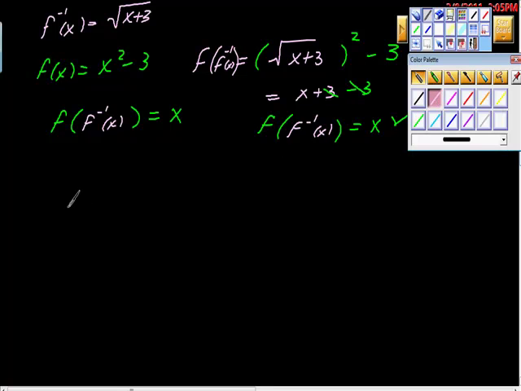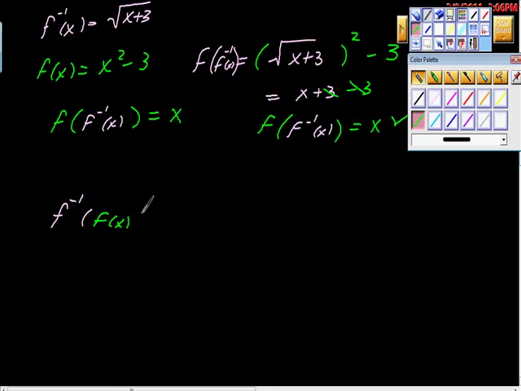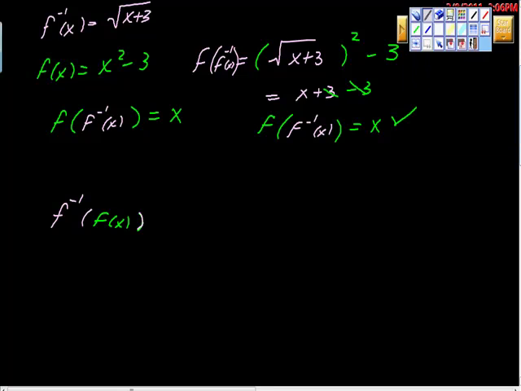So this time we'll take it this way, and we'll say the inverse of f of f of x must equal x to verify that. So let's go back and fill in the blanks again.